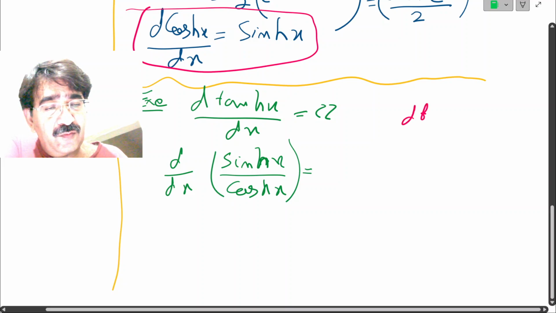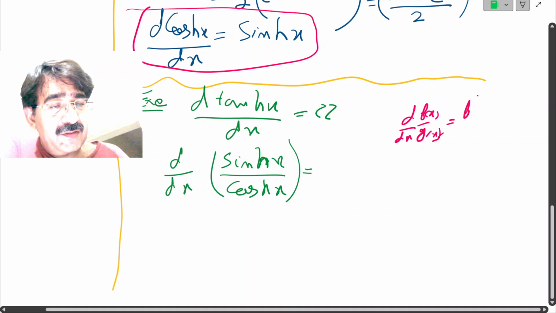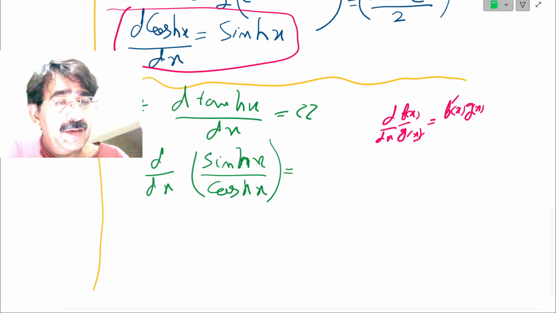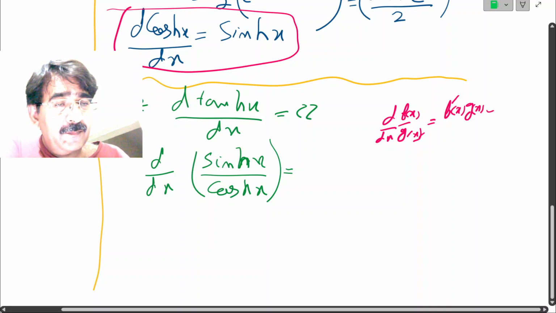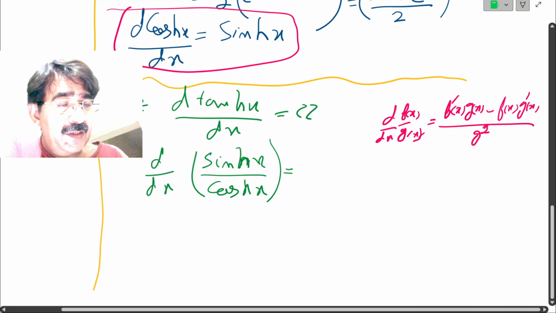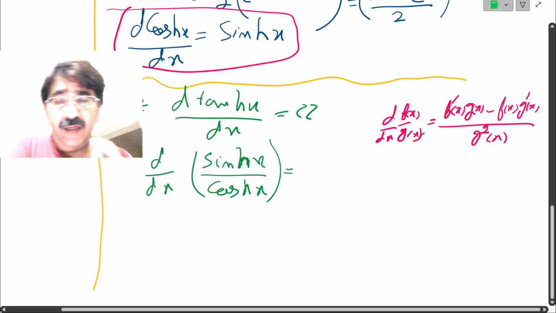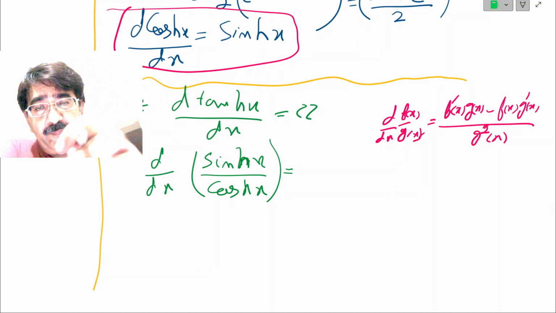What is the quotient theorem? If two functions are dividing, then the derivative of the first function multiplied by the second function, minus the first function times the derivative of the second function, divided by the square of the denominator. So similarly, we will apply the same formula here.